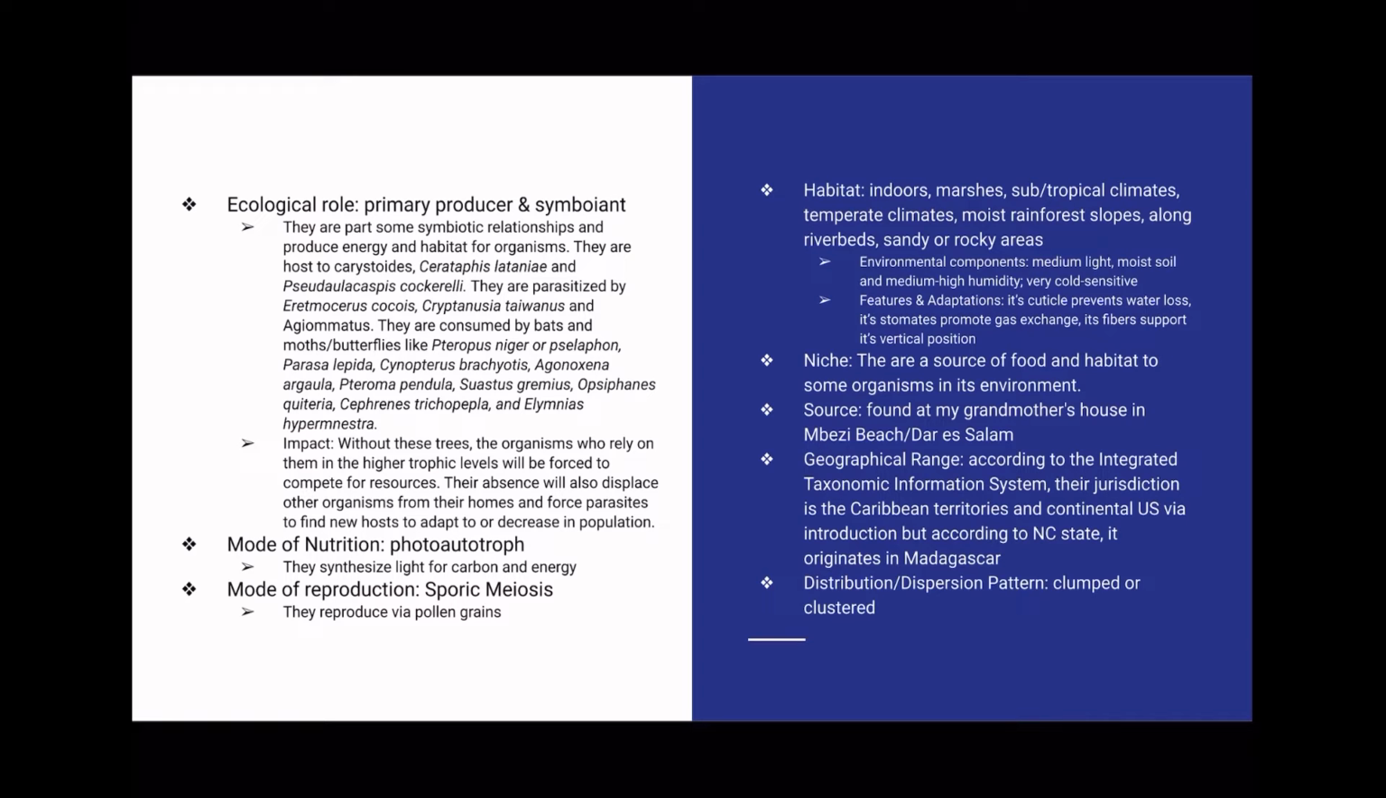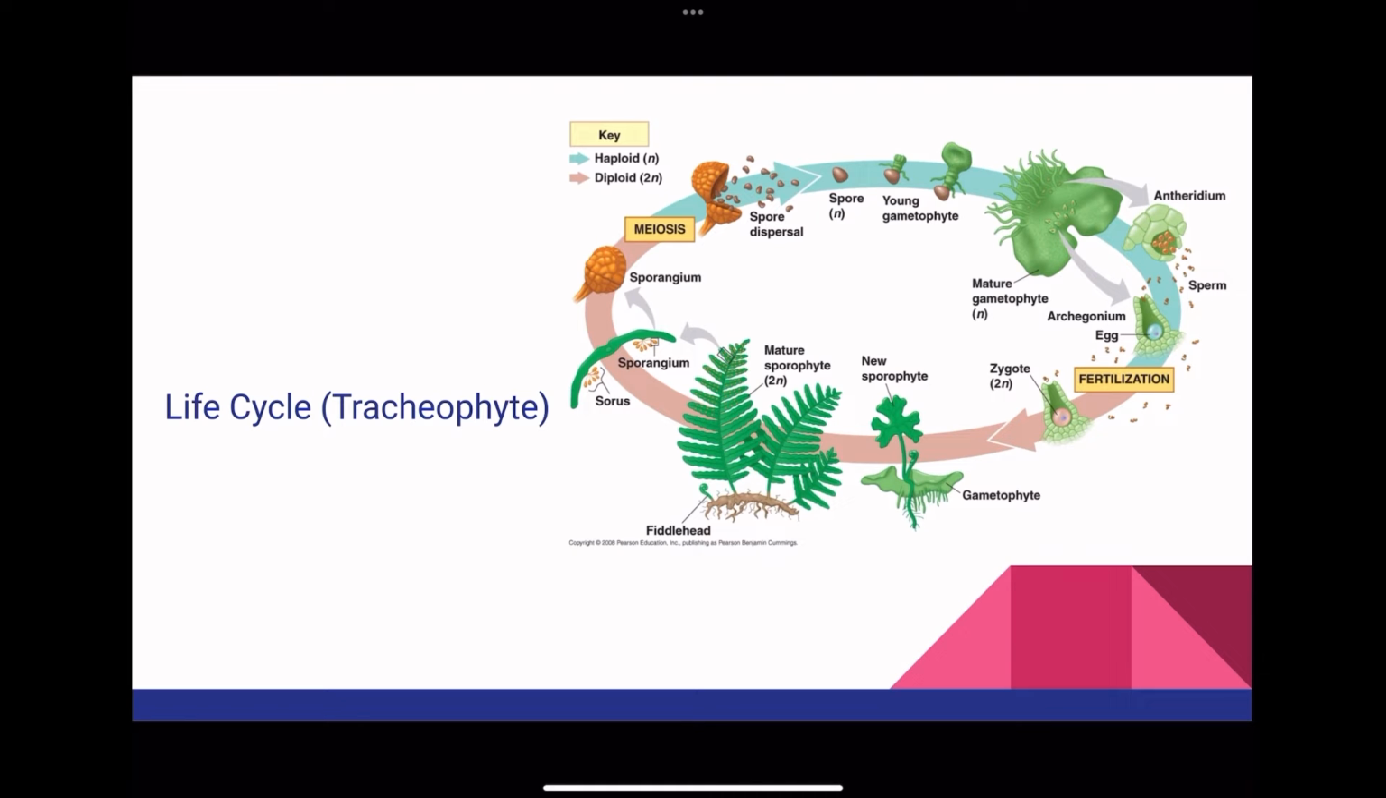According to the Integrated Taxonomic Information System, its geographical range is the Caribbean territories and continental U.S. via introduction. But according to NC State and North Carolina Agricultural and Technical State University, it originates in Madagascar, which is off the coast of East Africa beside Tanzania. It is clumped and clustered in terms of its dispersion pattern, and its life cycle consists of it developing from a spore to a zygote to a mature sporophyte.